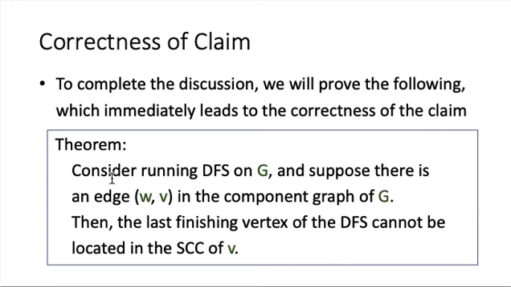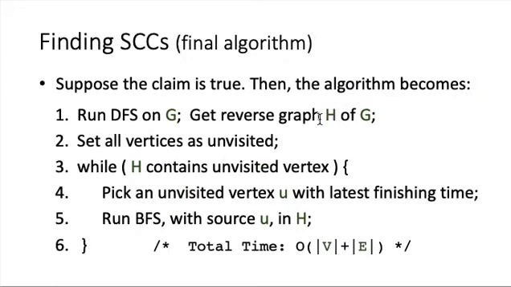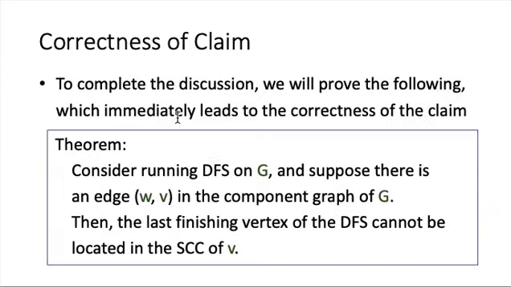Consider running DFS on the original graph G. We are referring to this method. So we run DFS on G, and suppose that there is an edge VW in the component graph of G. So what does that mean?